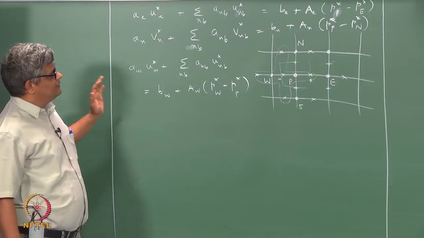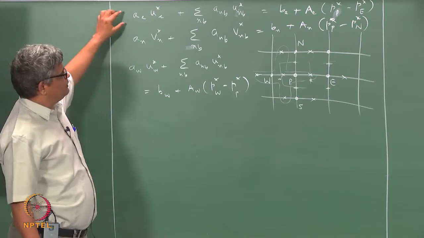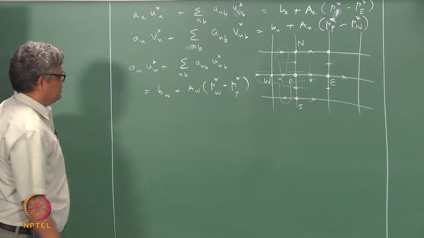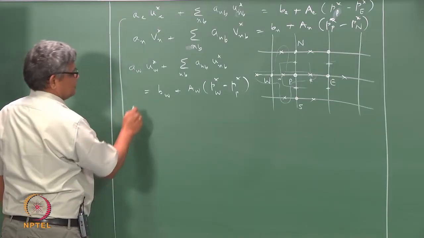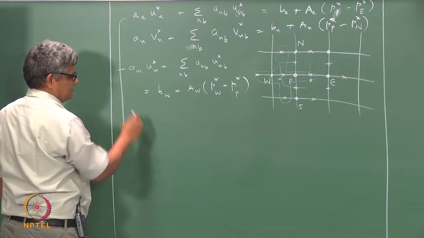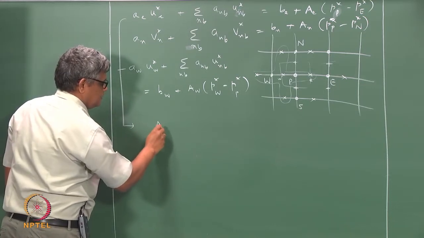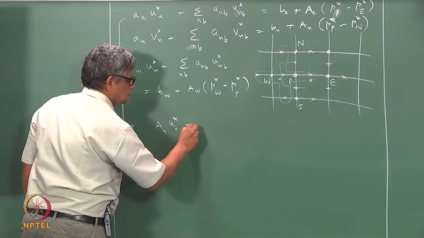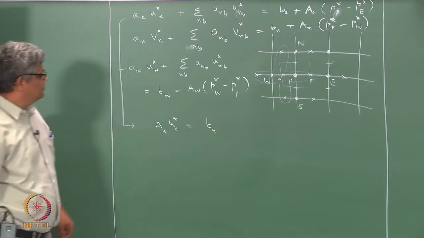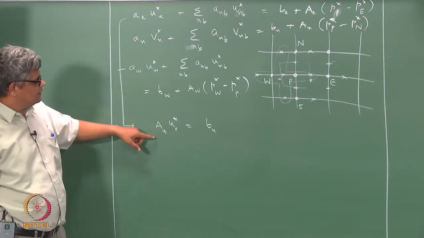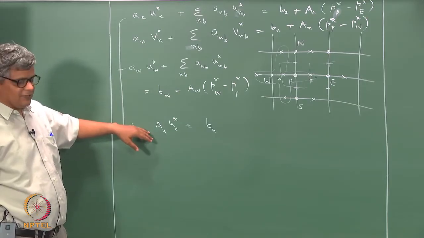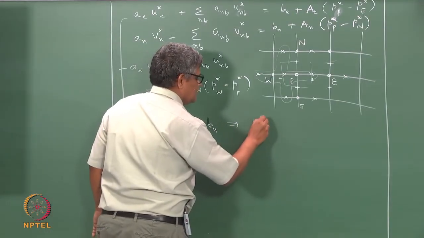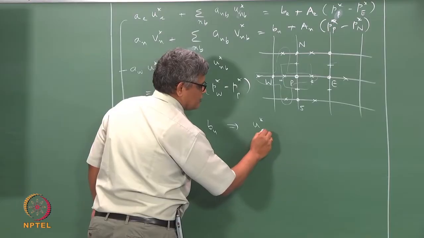The only problem is that in order to solve this, if we write down for all the points at which we have a velocity to be determined, then this equation and similarly this equation and all these equations can be converted into a set of equations like A u equal to B, where this is a set of linearized algebraic equations, and if we solve this, we get u star at all grid points.